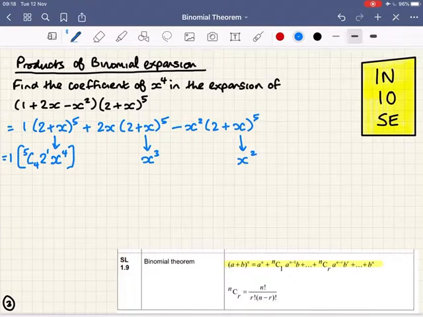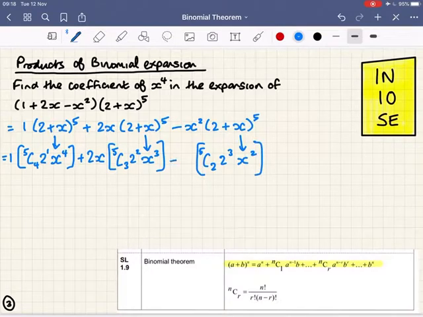In the second case, x cubed would have to go with 5c3, r is equal to 3, and this would be 2 squared because x is cubed, so 2 must be squared in order to add up to 5. And I'm going to multiply that by 2x. And in the final case, I want the term for x squared, so I would end up with 5c2 and 2 to the power of 3 here because x is squared, so 2 must be cubed. And I'm going to multiply that by minus x squared.